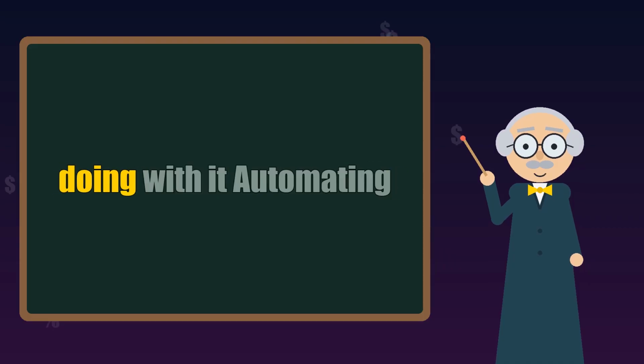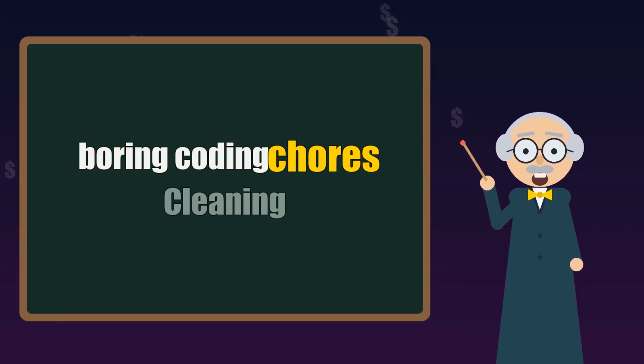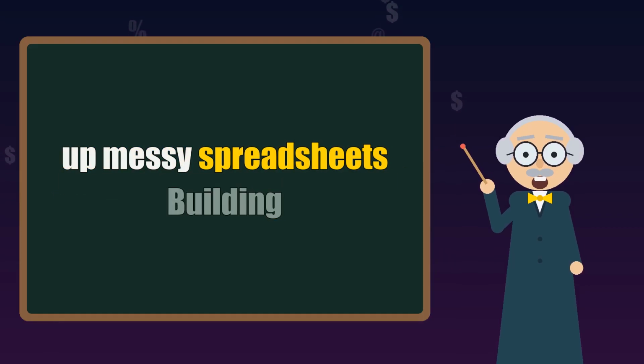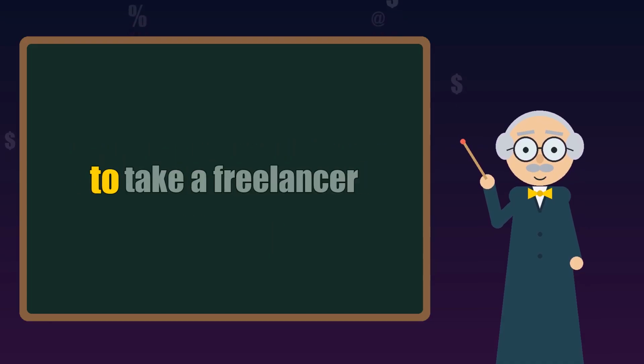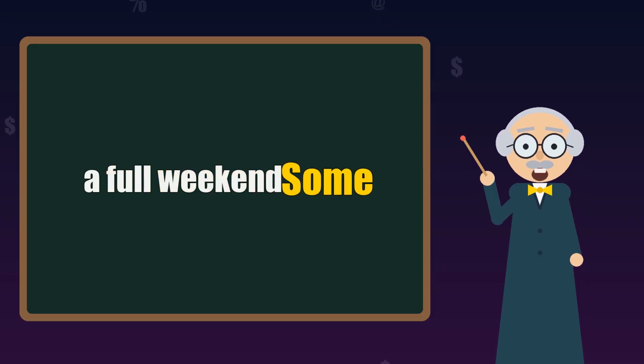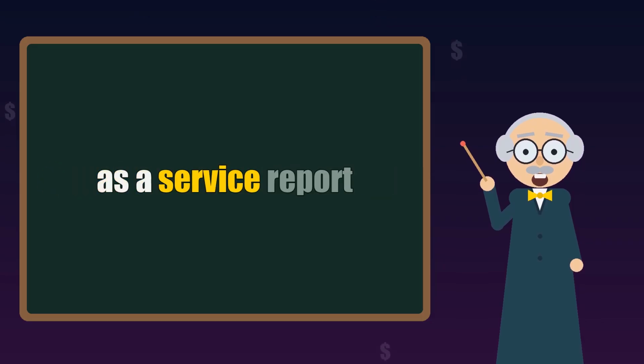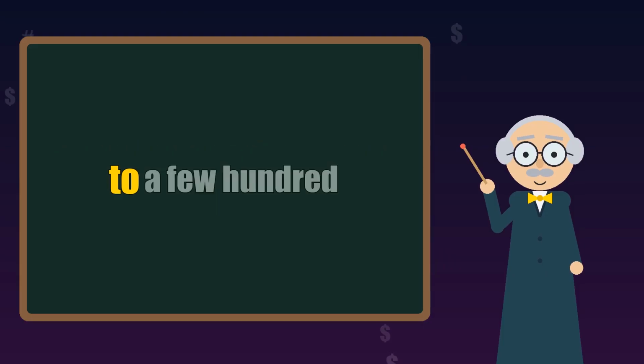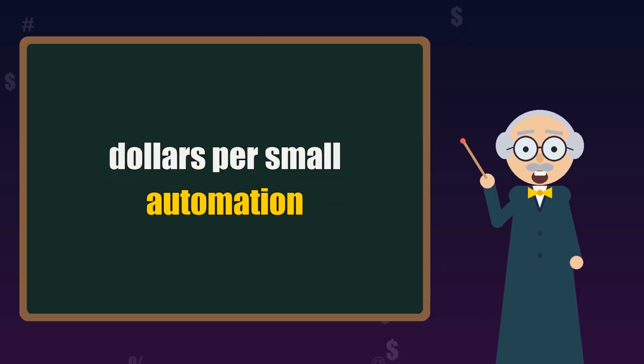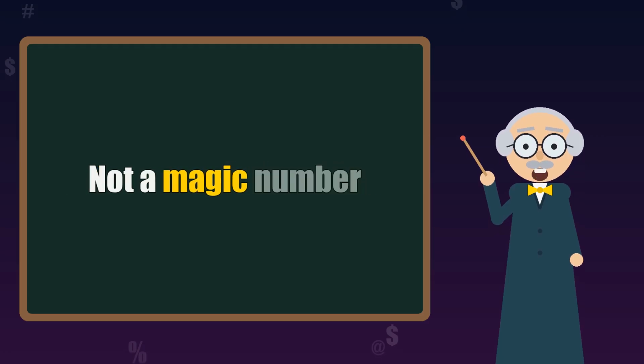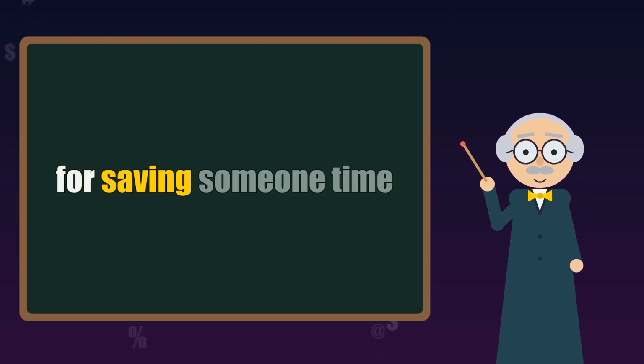What are people actually doing with it? Automating boring coding chores, cleaning up messy spreadsheets, building small tools that used to take a freelancer a full weekend. Some developers who offer this as a service report charging anywhere from $50 to a few $100s per small automation, depending on the client. Not a magic number, just the going rate for saving someone time.